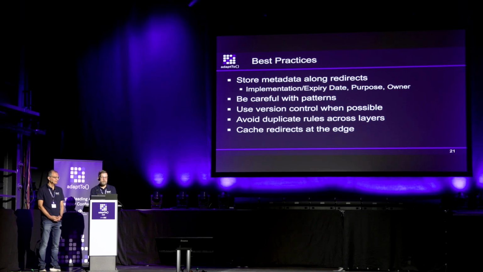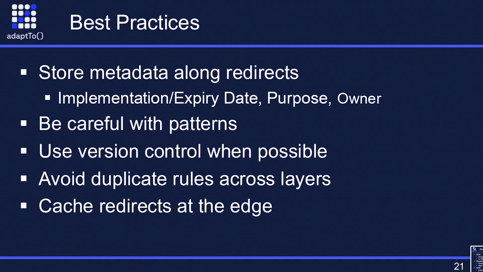Use version control wherever you can. Keep your redirects in a repository. Require PR reviews. And if you have the resources, run automated tests where you can check for potential problems in your CI. Duplicates, chains, target health, and so on.